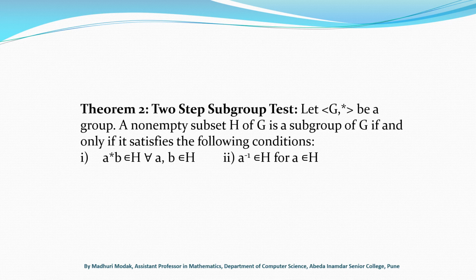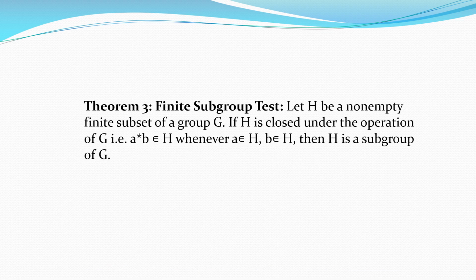Again, whenever we use the two-step subgroup test to show that H is a subgroup of G, first you have to check the non-emptiness of H and that H is a subset of G, and then we check these two conditions. Now, one more test is there, that is the finite subgroup test.